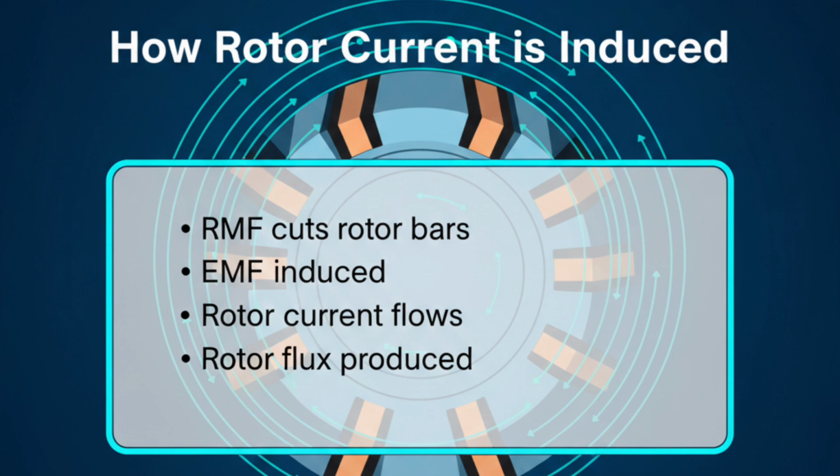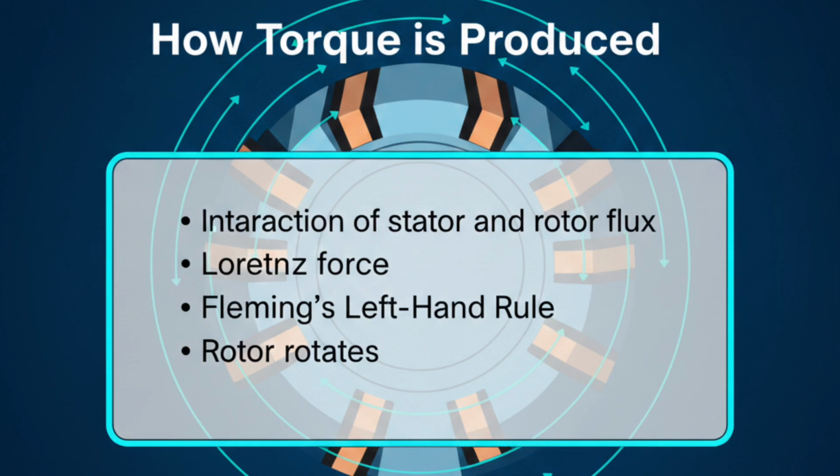Now we have two magnetic fields present in the air gap. One is the stator field, or RMF, and the other is the rotor field, and these two fields interact with each other, producing a force on the rotor conductors according to Lorentz force law. The direction of this force can be found using Fleming's left-hand rule, and due to this force, torque is produced and the rotor starts rotating in the same direction as the rotating magnetic field.